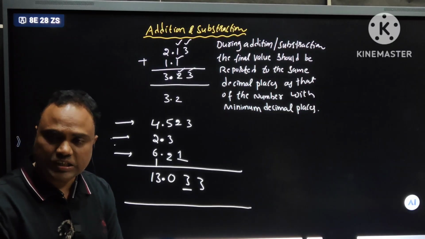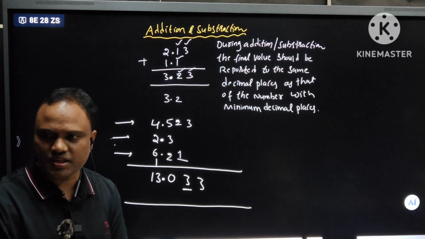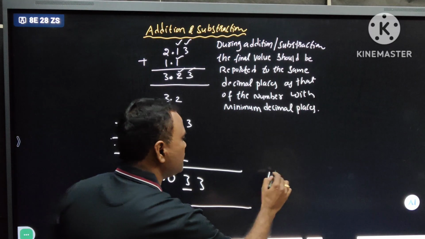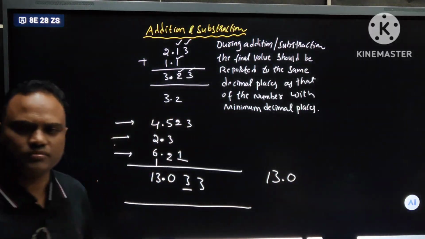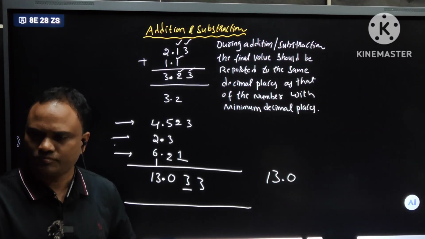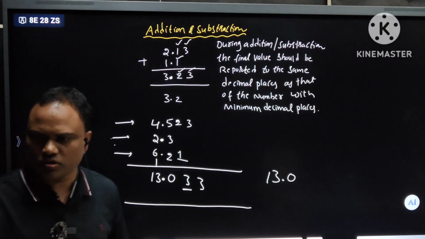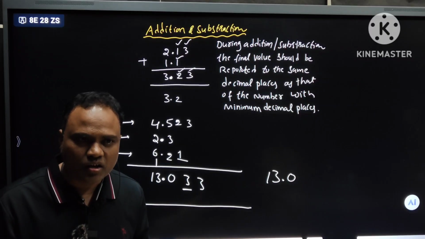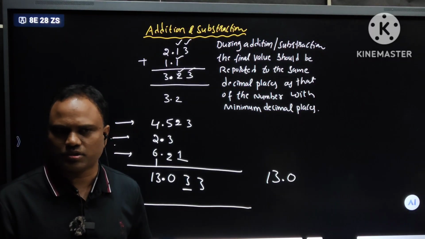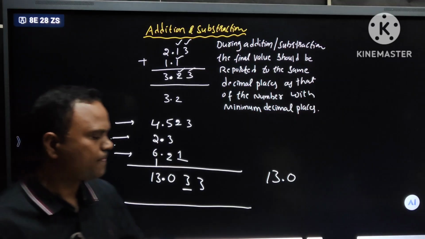3. 3 is less than 5, so remove directly. So the answer will be 13.0. Correct answer, 13.0. Clear? Correct. No doubt. During addition or subtraction. Clear? Right.